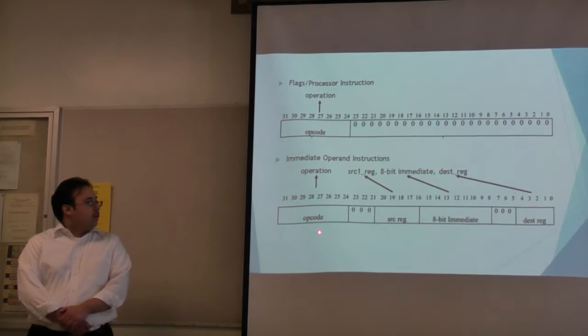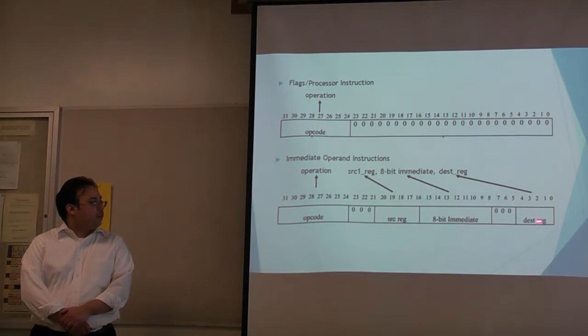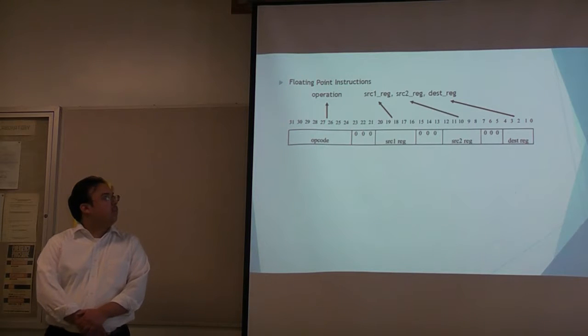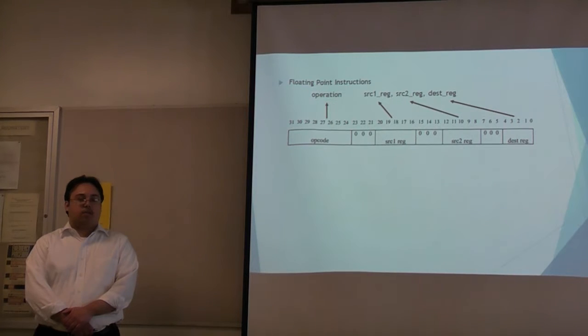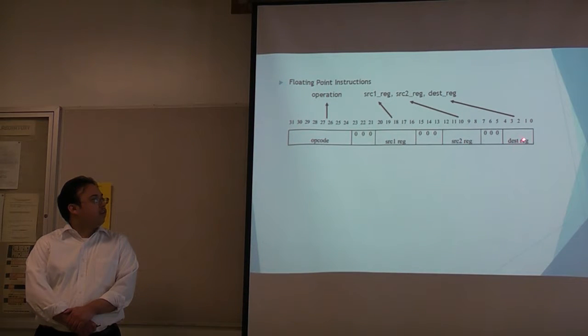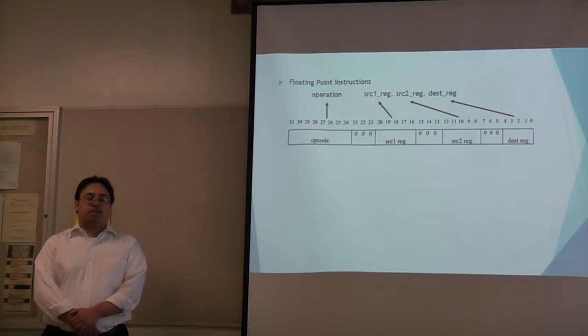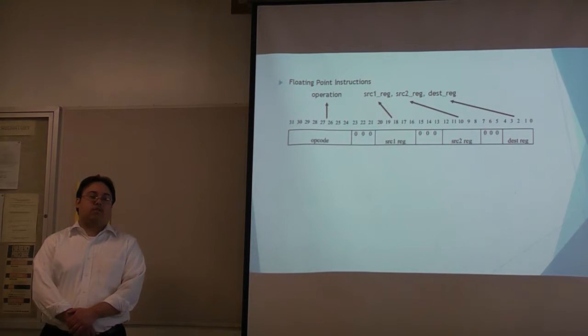Getting back to register use is the immediate instructions, which use a source register and a destination register. However, instead of a source 2 register, they have an 8-bit immediate value that is used in its place. And finally, we have the floating point instructions, which go back to a source 1, a source 2, and a destination register, with the difference being that these point to floating point registers rather than integer registers.